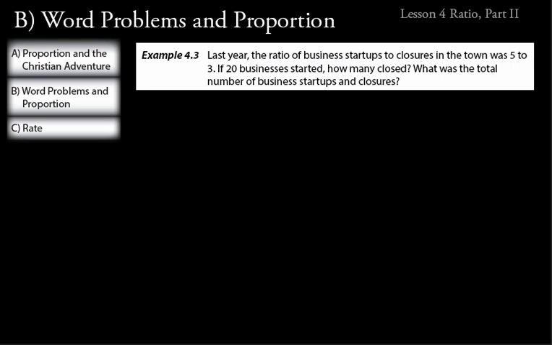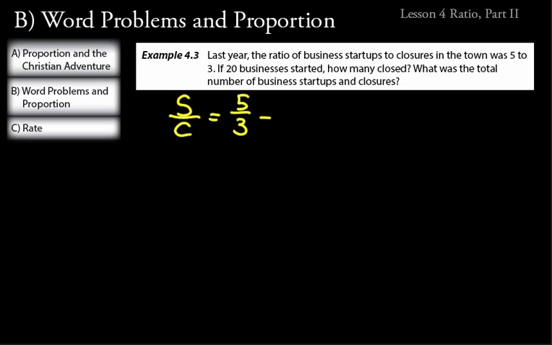Last year the ratio of business startups to closures was 5 to 3. If 20 businesses started, how many closed? What was the total number of business startups and closures? So we have two questions to answer here. Let's answer the first one. If 20 businesses started, how many closed? So what do we know here? Well, we know the ratio of startups to closures is 5 to 3. So we could say S for startup over C for closure is 5 to 3. And if 20 businesses started, how many closed?